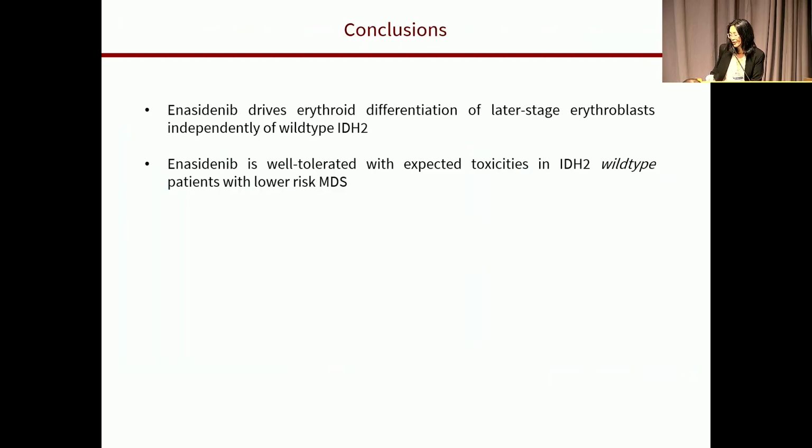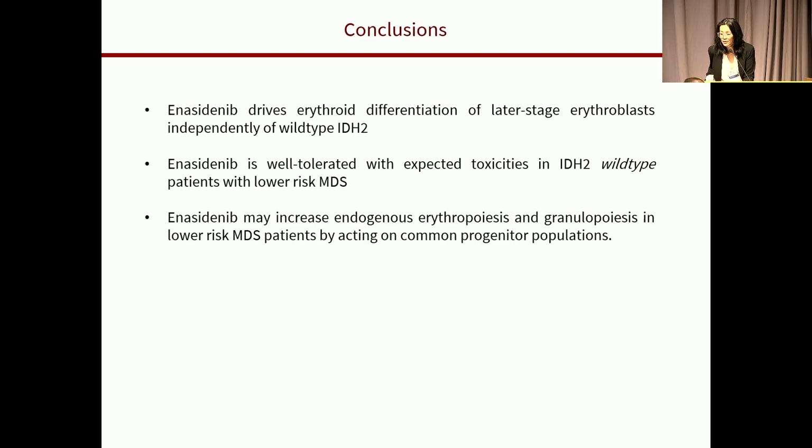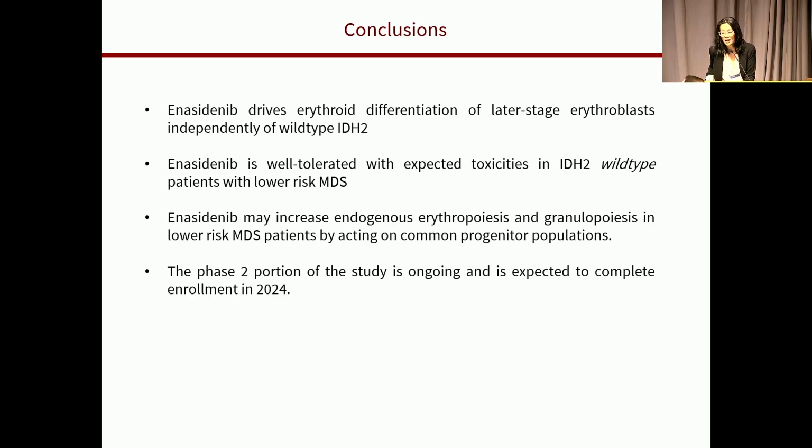So the conclusions are that enasidenib can definitely drive erythroid differentiation of late-stage erythroblasts, and it's independent of IDH2 mutation. It's well tolerated with expected toxicities in IDH2 wild-type patients with lower risk MDS, and it may be increasing endogenous erythropoiesis and granulopoiesis as indicated by that data in lower risk MDS patients. And then the phase 2 portion of the study is ongoing, and I look forward to talking about the results in the near future.